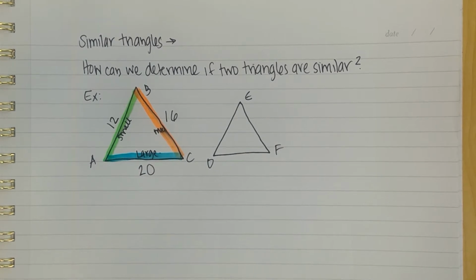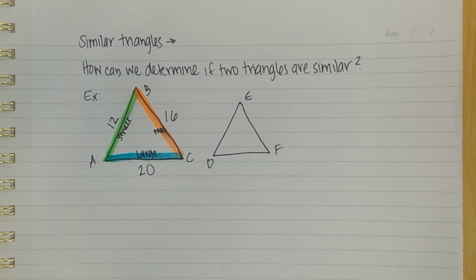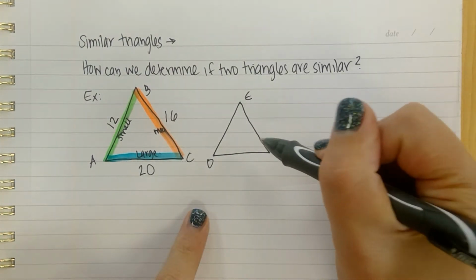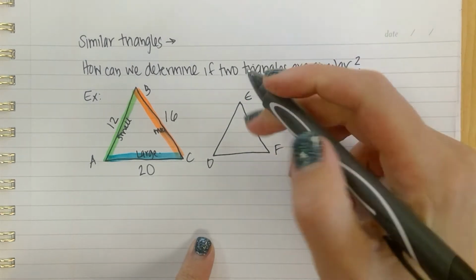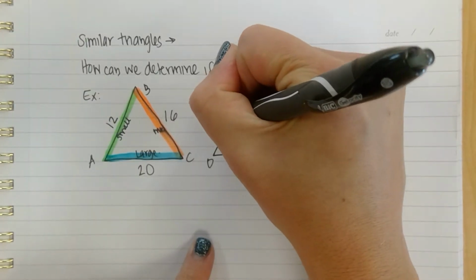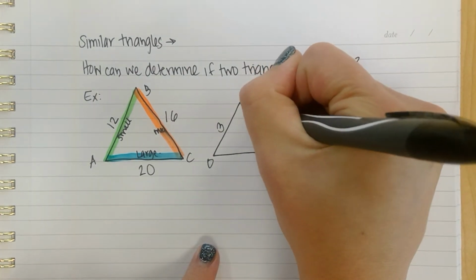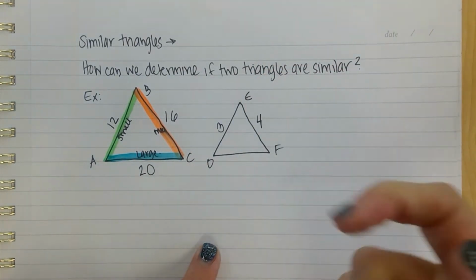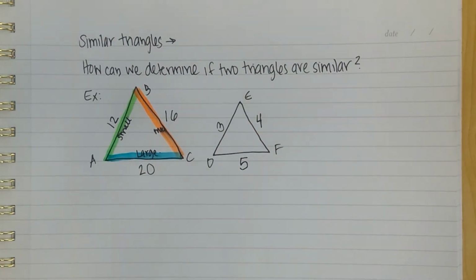All right, so now I'm going to write my new triangle's measurements. This new triangle went from 12 to 3. This new triangle went from 16 to 4. And this new triangle went from 20 to 5.